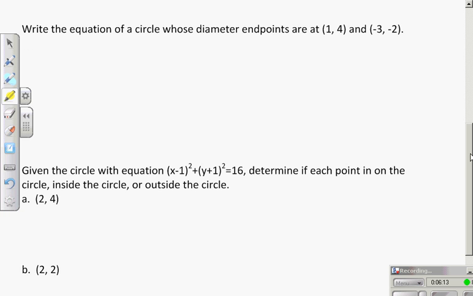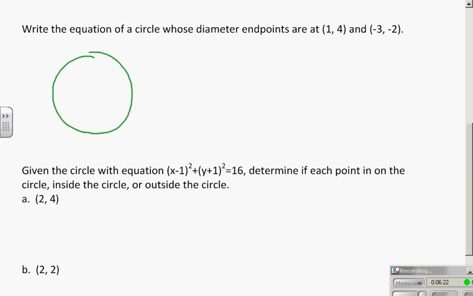Now write the equation of a circle whose diameter's endpoints are at (1, 4) and (-3, -2). Let's just sketch a picture so that we know what we're doing. If I have (-3, -2) and (1, 4) as the endpoints of a diameter, I'm looking at something like that. Now I could graph it exactly, but we know that things don't always line up perfectly. So the easiest way to find the length of the diameter would be to do the distance formula.